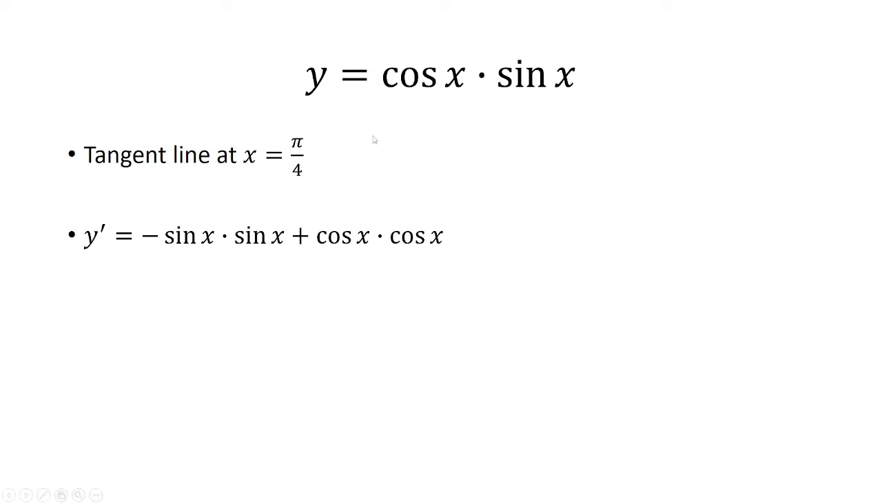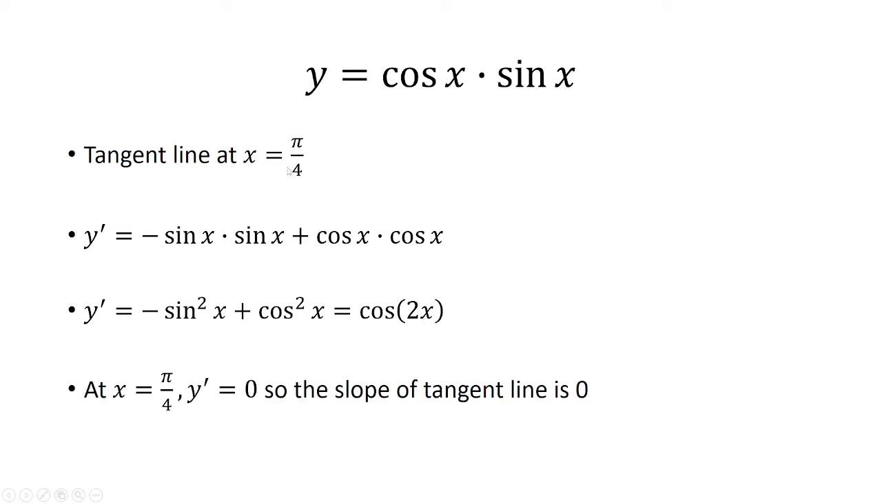Taking the derivative of cosine, we get negative sine, and then multiply that by sine. Plus, now take the derivative of sine to get cosine, and multiply that by cosine. Now, negative sine times sine is negative sine squared. Cosine times cosine is cosine squared. And if you want, you can use a trig identity and say that this is equal to cosine 2x.